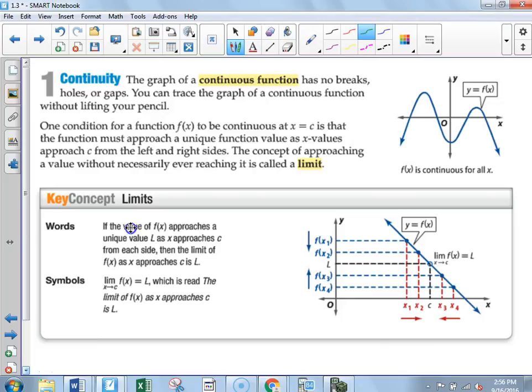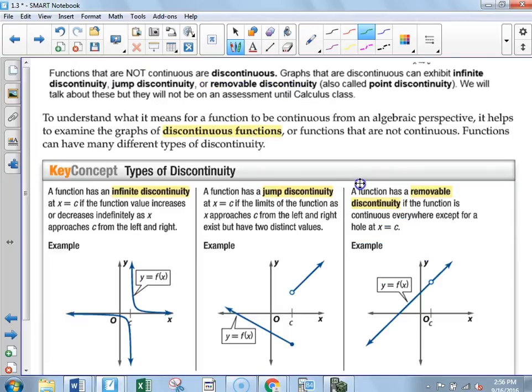Continuity. The graph of a continuous function has, this is pretty easy language, guys, no breaks, holes, or gaps. You can trace the graph of a continuous function without lifting your pencil. Okay? Does that make sense? Seem okay? The concept of a limit, the concept of approaching a value without necessarily ever reaching it, is called a limit. We will spend a lot of time on limits at the very end of this course because it's the first thing you do in calculus.